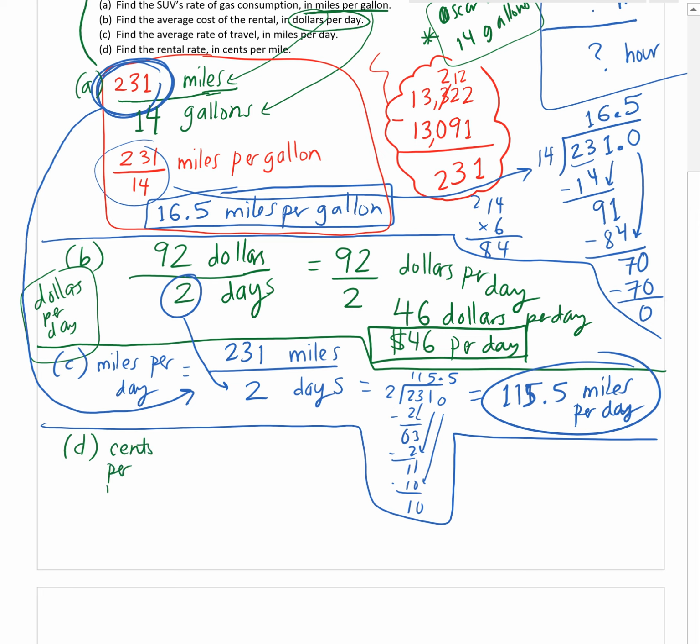Part D, find the rental rate in cents per mile. Cents per mile. All right, that means I would like to set up a fraction where we have cents on the top and miles on the bottom. Well, they didn't give us cents, but I guess they gave us $92, right? So if you have $92, how many cents is that? Well, since there's 100 cents in a dollar, you can multiply by 100. That's 9,200 cents. That's a lot of cents, huh? Now, it sounds like a lot, but that's $92. Okay, so we got the amount of cents.